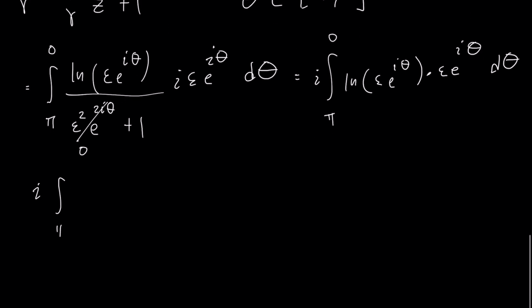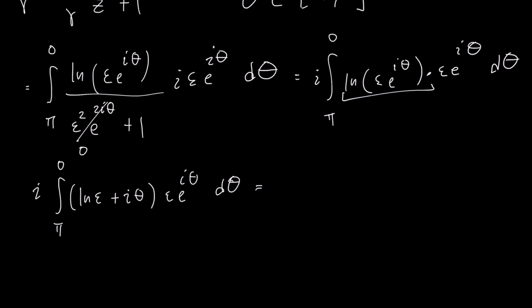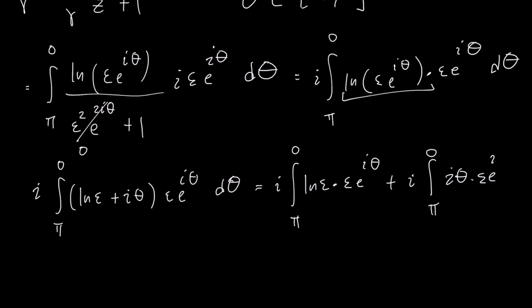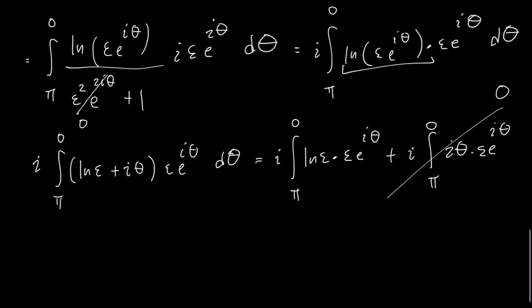So we have i, integral from pi to 0. We can use logarithm rules to expand this as the natural log of epsilon plus i theta, times epsilon e to the i theta d theta. You can combine this into two integrals: i, the integral from pi to 0, the natural log of epsilon times epsilon e to the i theta, plus i integral from pi to 0 of i theta times epsilon e to the i theta. And in the limit as epsilon approaches 0, this entire integral goes to 0.